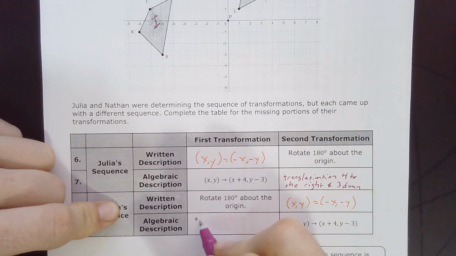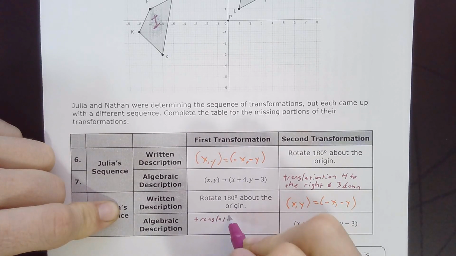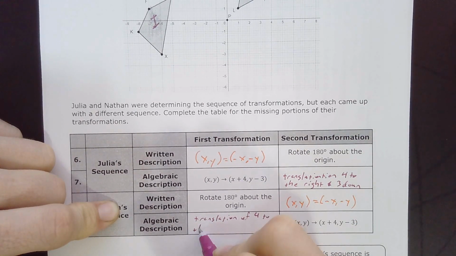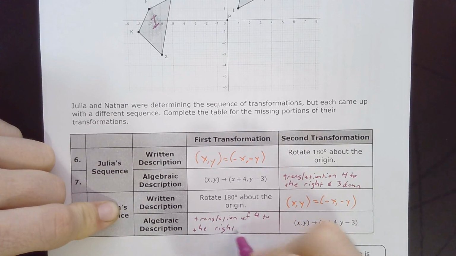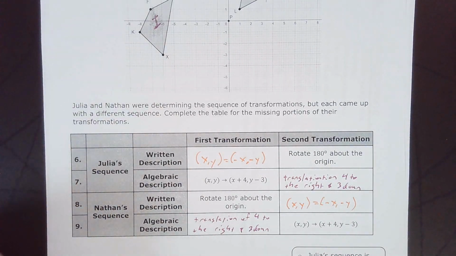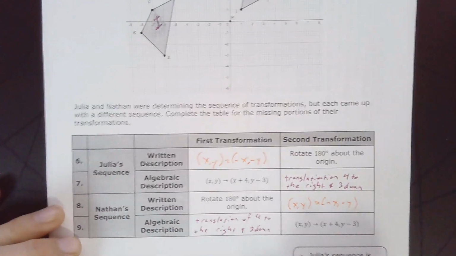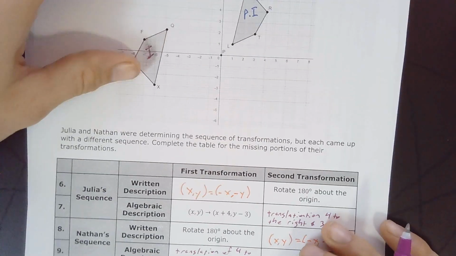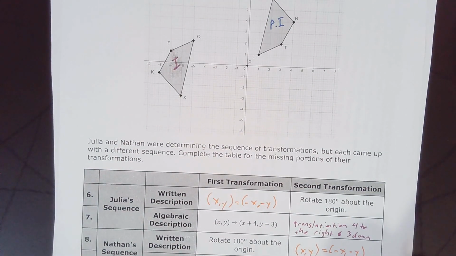So translation of 4 to the right and 3 down. Okay, so both sequences are correct because this is one of those things that I'll show you. Okay. All right, so let's do Julien's sequence.